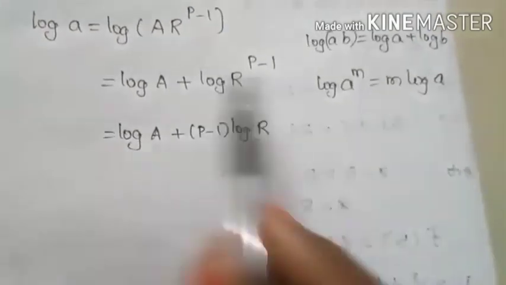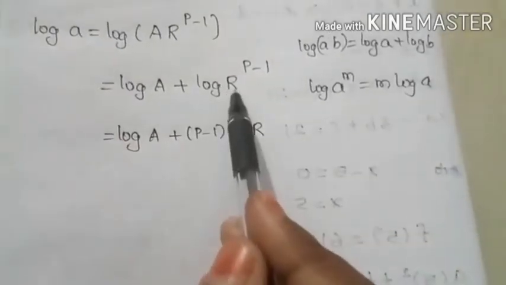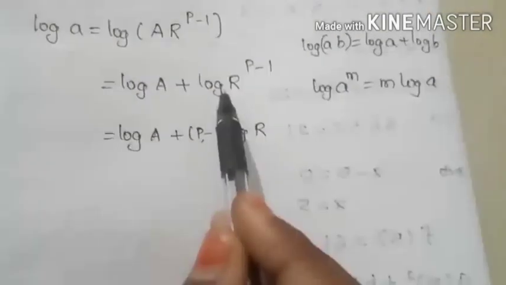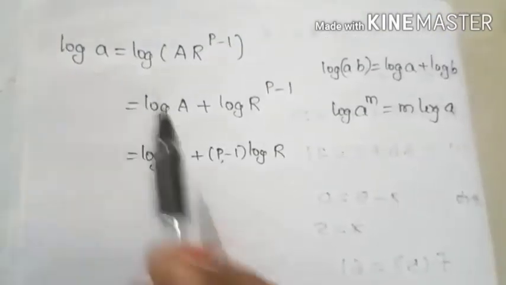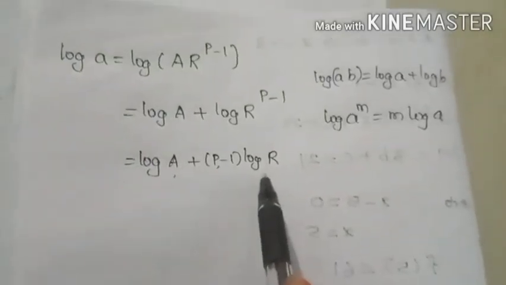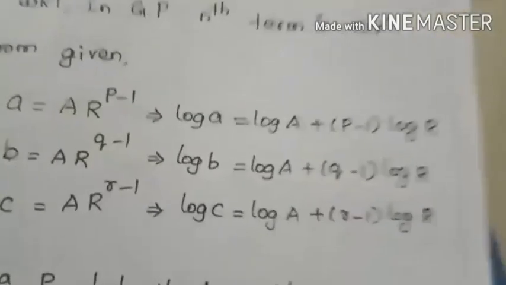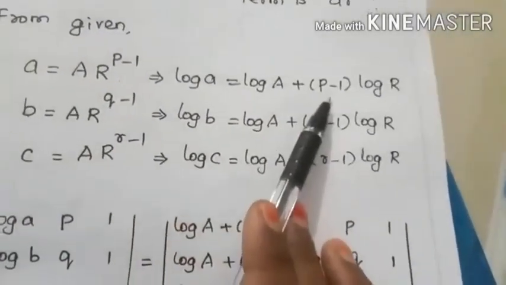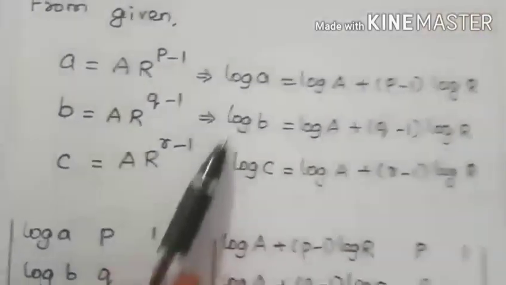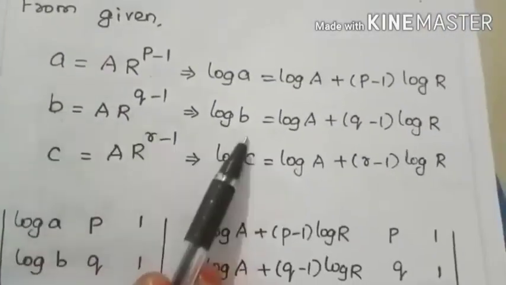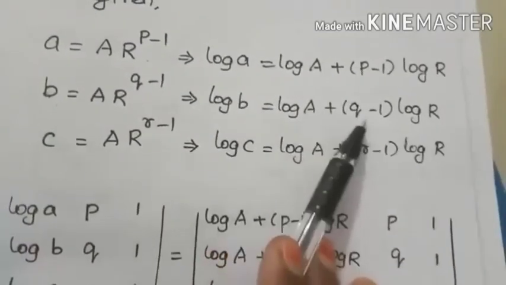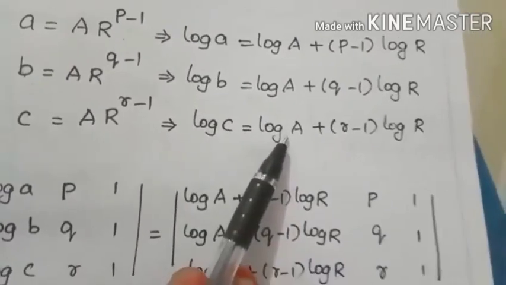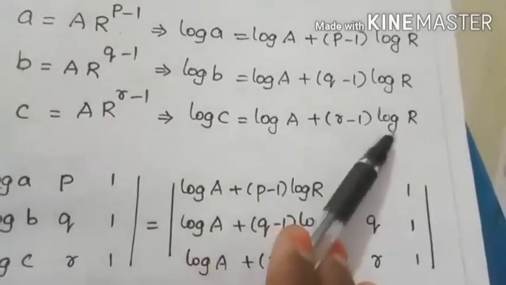Next, again by the log rule, log A power M is equal to M log A. So using this result, log R power P minus 1 is P minus 1 into log R. So log A is equal to log A plus P minus 1 into log R. Using the same in the next two terms, log B is equal to log A plus Q minus 1 into log R. Next, log C is equal to log A plus R minus 1 into log R.